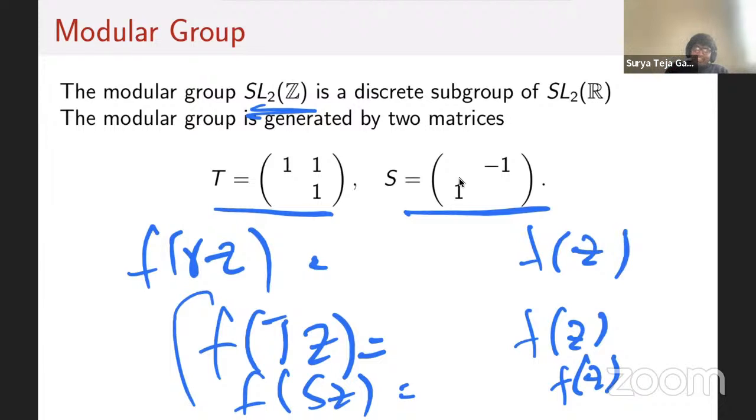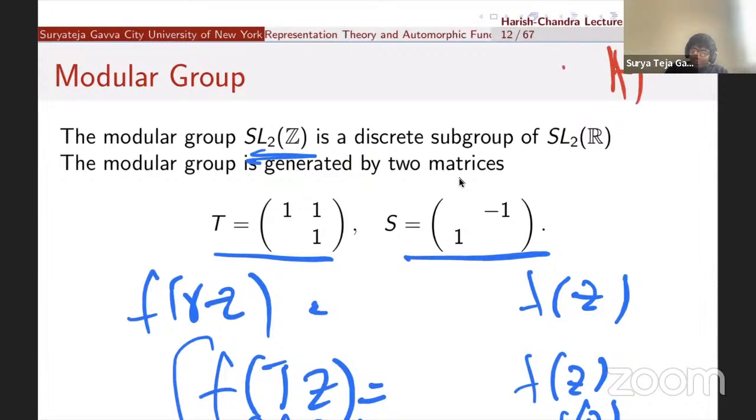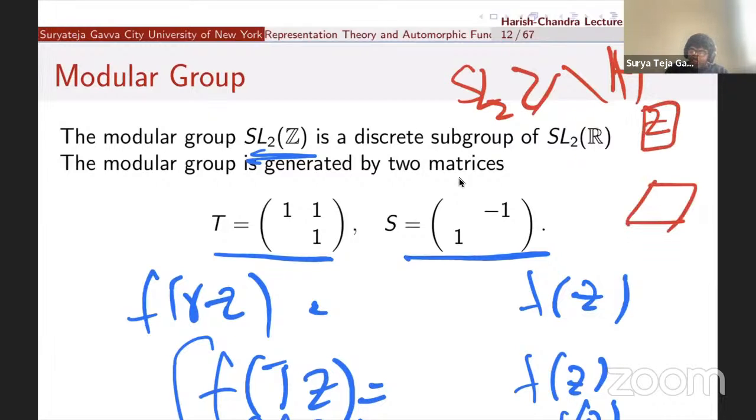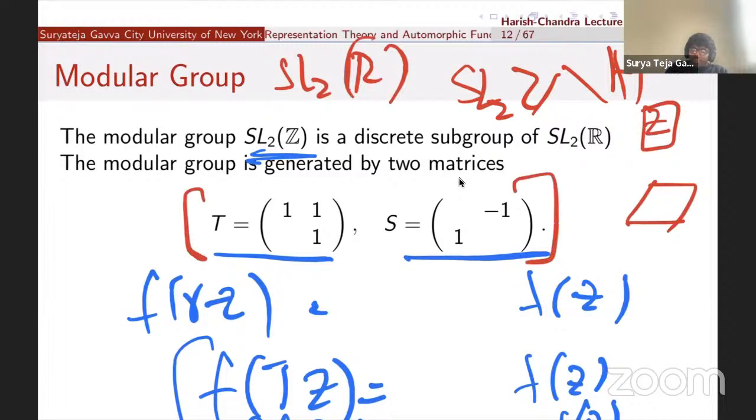Okay, so where are we? We have H mod gamma, H mod SL2Z, where H is the upper half plane, and SL2Z is basically a change of basis of the lattice. There's the natural action of SL2R. To know something about this, for instance, Z is sitting inside R, and we know the fundamental domain, it's just 0 to 1 or something. So how does the fundamental domain look here?